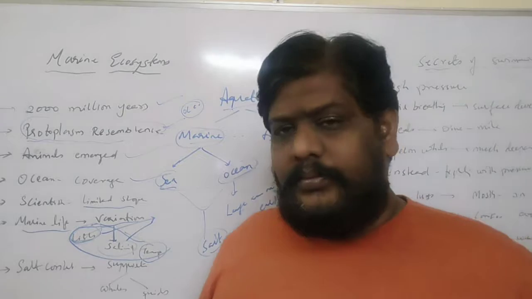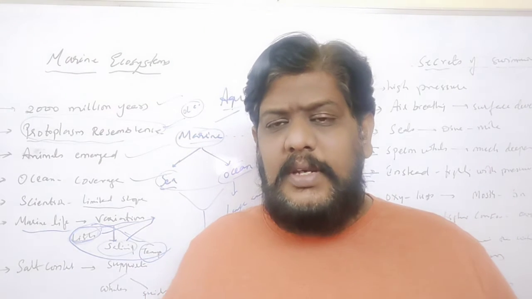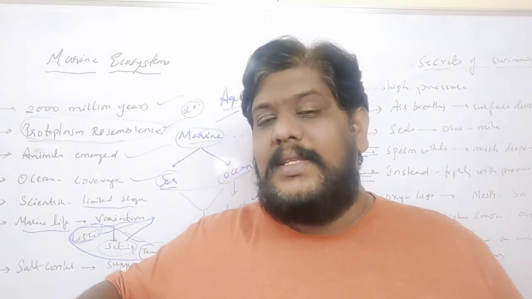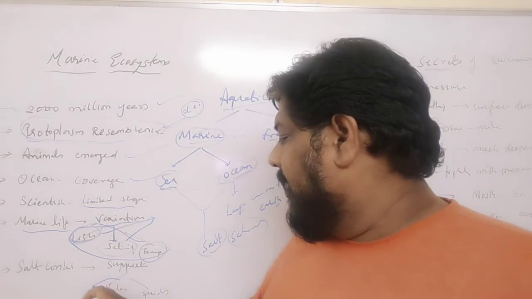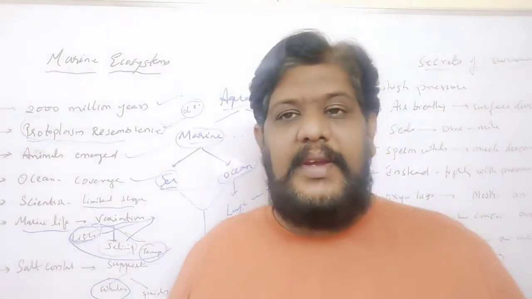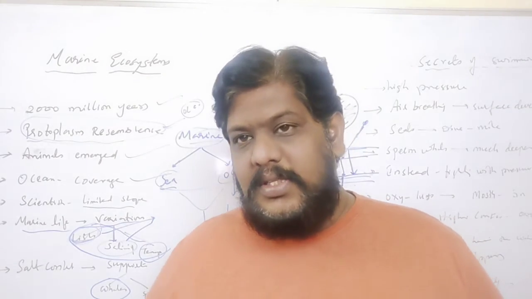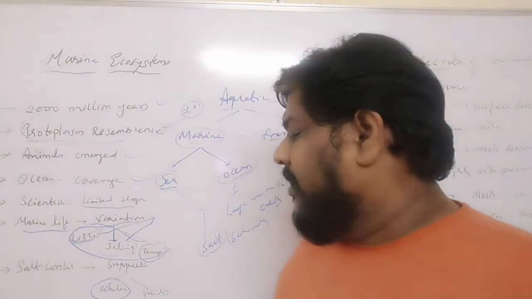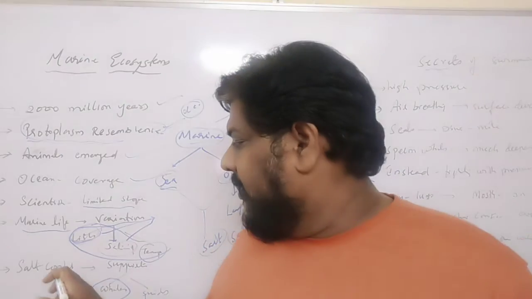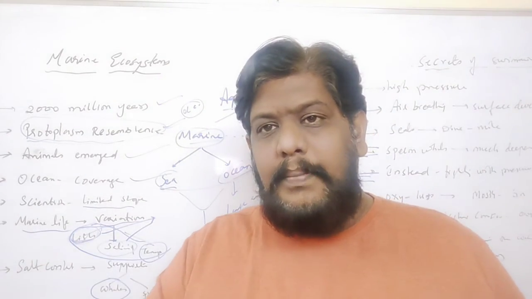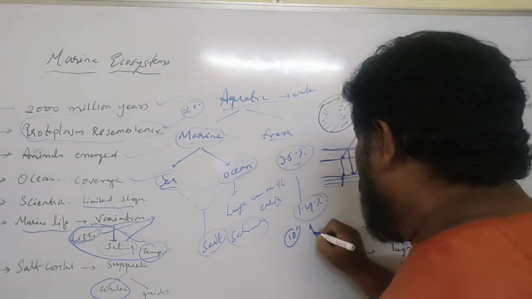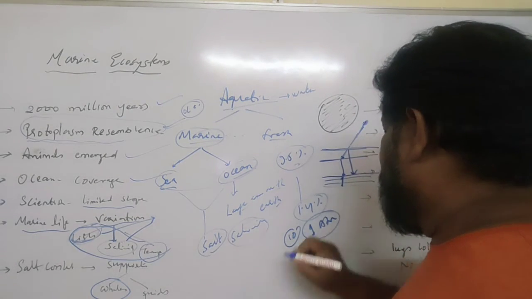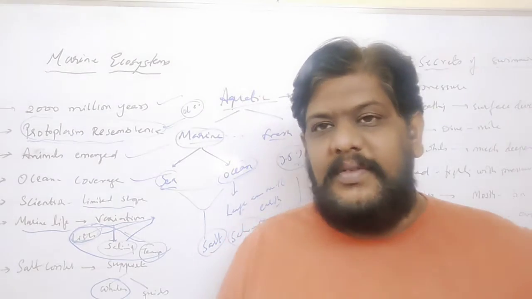And moreover, apart from all these things, especially when you come to the salt content, as the salt content is very extreme, it is actually supporting animals like whales and squids. Because of the salt content, they are able to survive. And this is one of the things. And now the next one is the pressure. For every 10 meters, 1 atmosphere of pressure will increase.